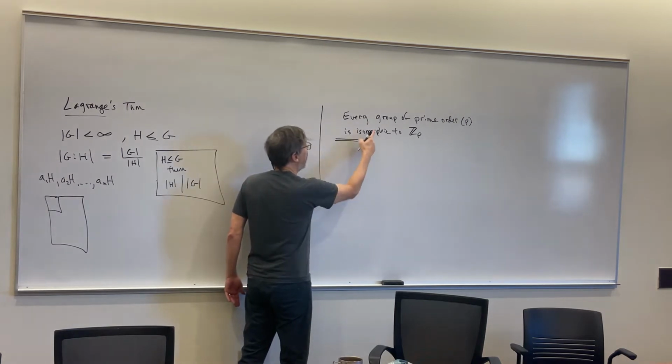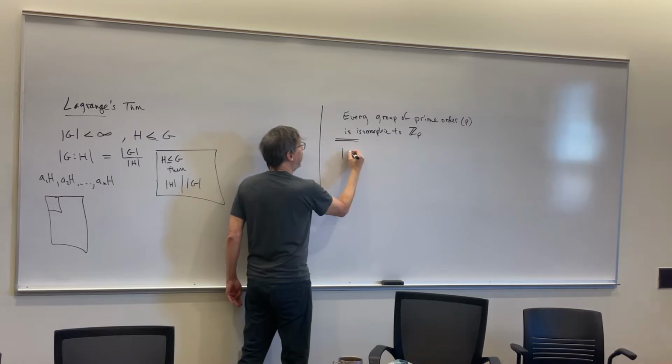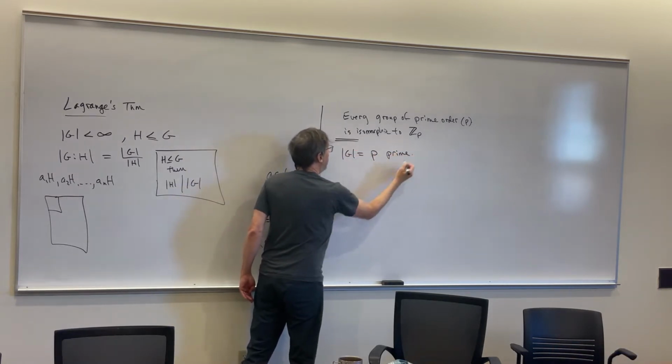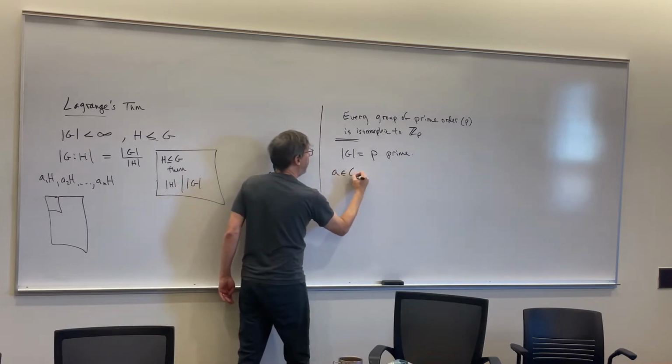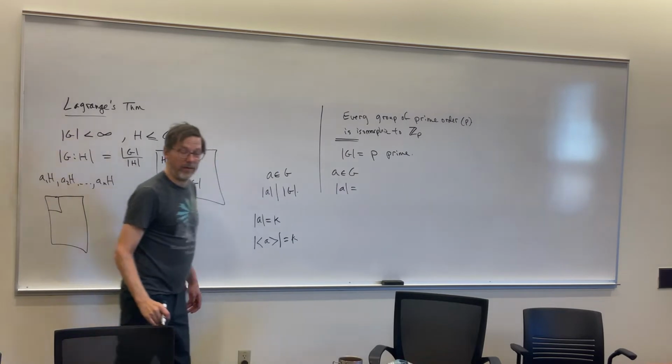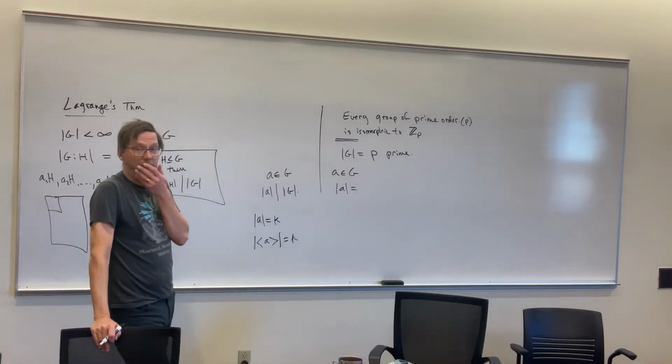So let's think of that. We've got a group of prime order. What are the orders of the elements in G? So the order of G is equal to P, a prime. Let's take an element A in G. What's the order of A? What are the possibilities?